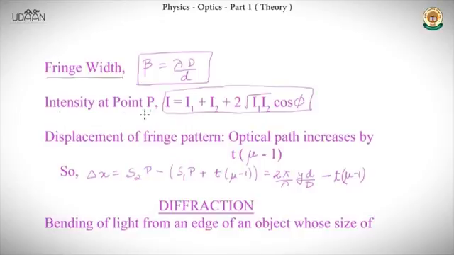Now, the intensity at any point P is given by this formula, where cos phi is the angular distance of that point from the center of the slit.